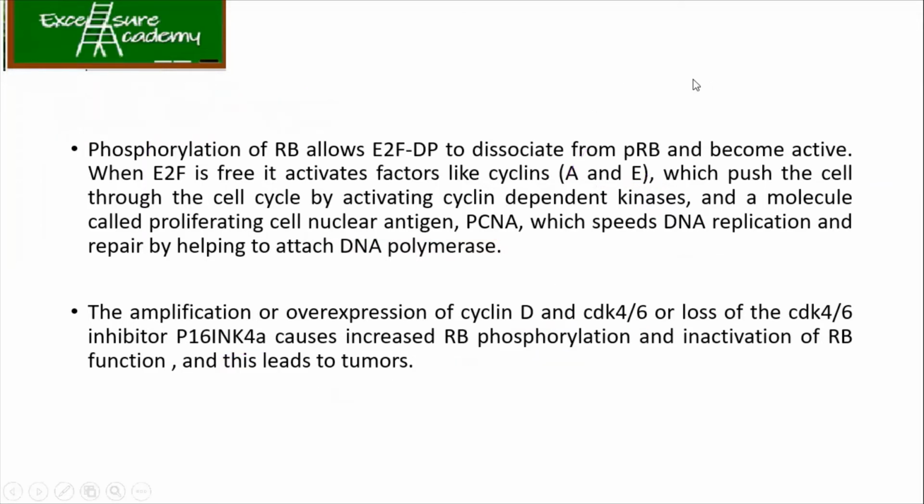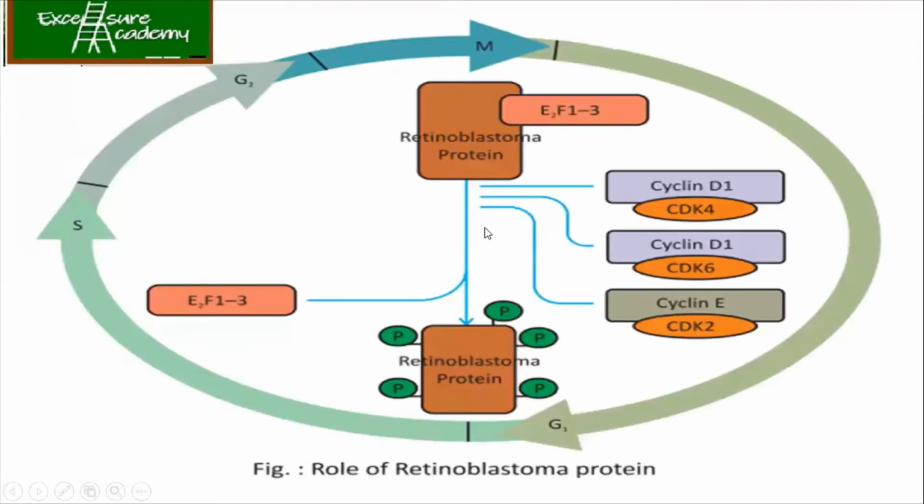Simple. RB is the tumor suppressor gene. उसका अगर inactivation होगा तो obviously tumor suppress नहीं होगा. It is going to get active. Same thing, the same story here. Retinoblastoma gets phosphorylated, right? So when it's phosphorylated, E2F is free. It goes for the transcription. Okay.